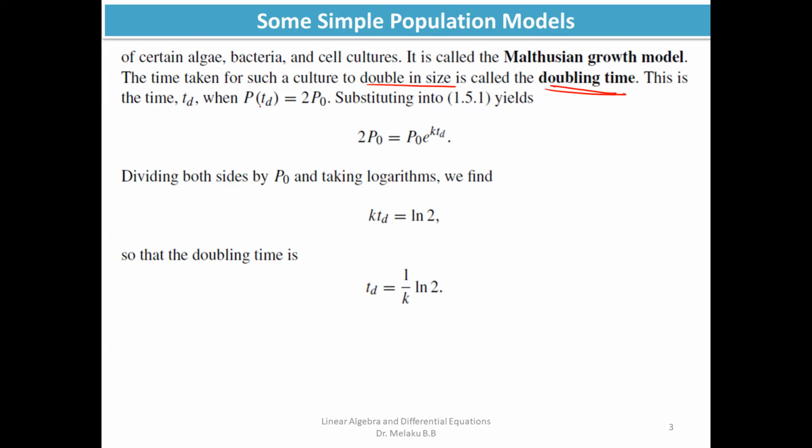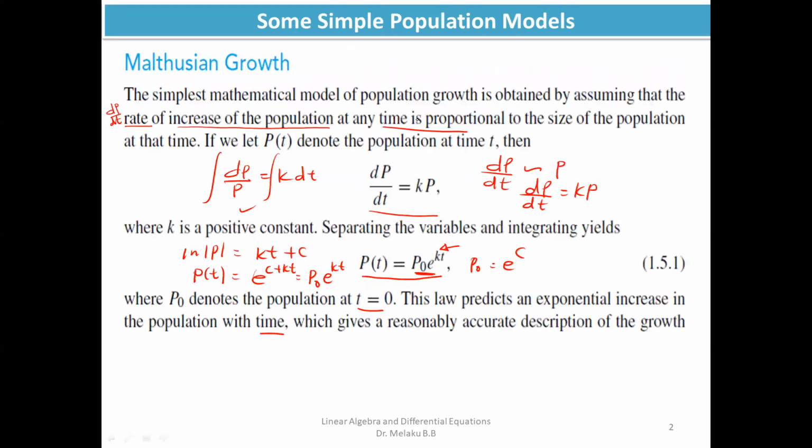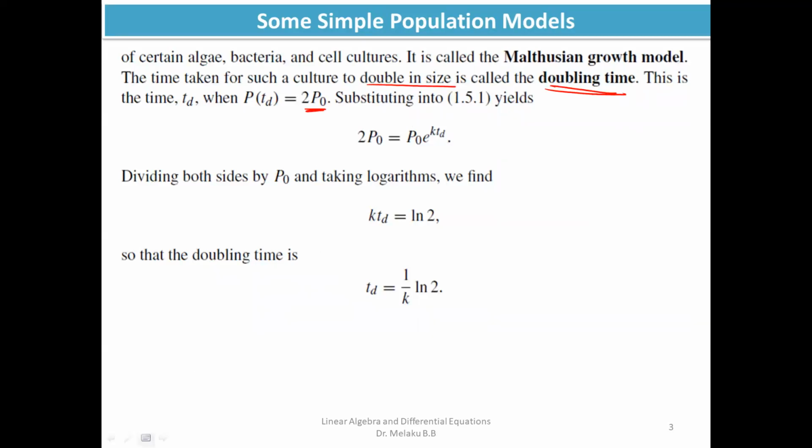And the population at T_D, that is the doubling time, is simply 2 times P naught. Therefore, if we substitute in the formula, the P at t formula is simply P naught e to the power of kt. Now when t is T_D, this P at t will be 2 times P naught. Doubles, this is what double means.